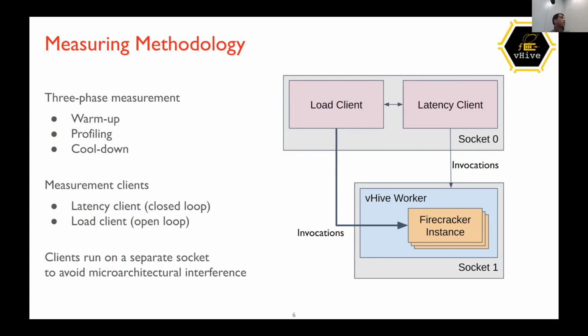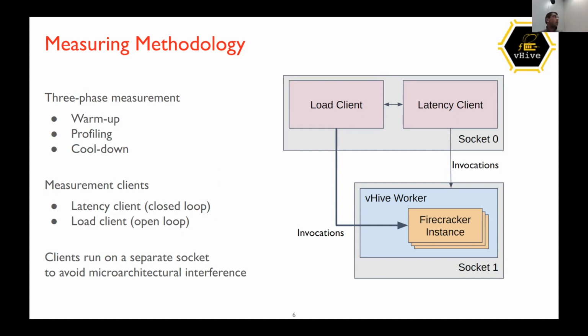load client and latency client on the other socket because we want our measurements not to be biased. What that means is that if you want to generate a stressful multi-tenant environment, the load client will do that, but it will use a certain portion of the CPU. Therefore, your measurements may be biased in case you put them on the same socket. On the other hand, you have the latency client, which measures latency, and that's the results you will read.